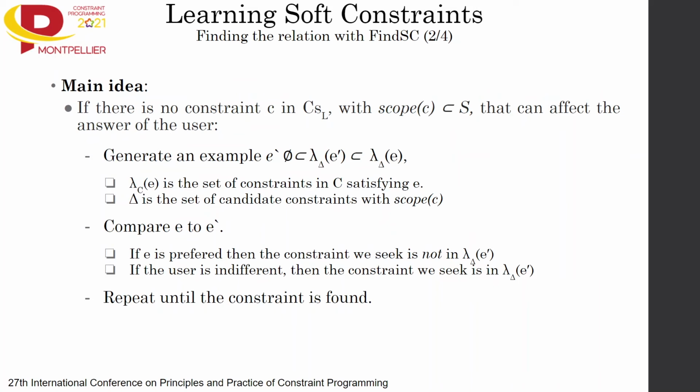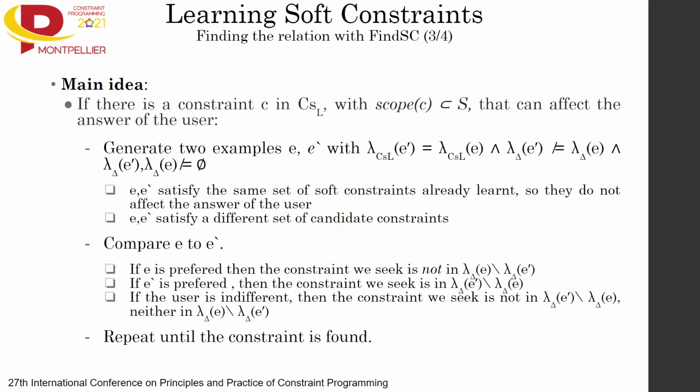The main idea of findSc is the following. Generate an example in the scope that we search that satisfies a subset of candidate constraints than the example given to findSc. Note that the example given is the one that we used in the previous function, but with assignments only in the scope found to contain a constraint that we seek. Then the function asks the user to compare the generated example with the given example and update the version space accordingly. This procedure is continued until the specific constraint has been found.